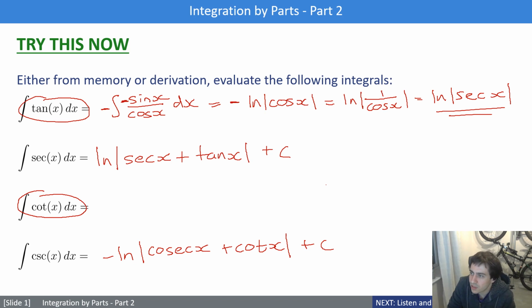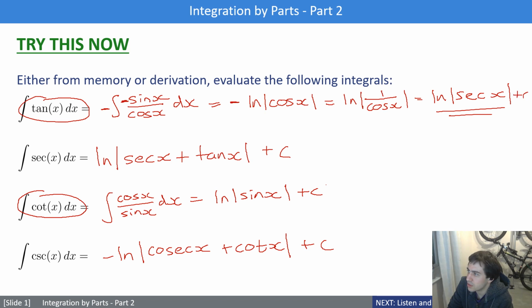The integral of cot is similar. You're just doing it a bit in reverse. So you've got cos over sin. And this time, the derivative of the bottom is exactly the top. So we don't even need to do the minus trick. And we can just say it's ln of the bottom. So we get ln of sin x plus c again. Cool.